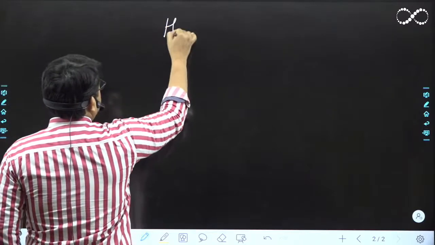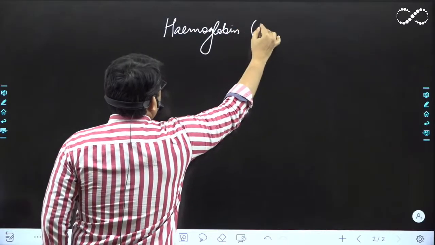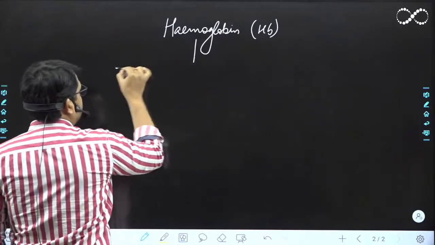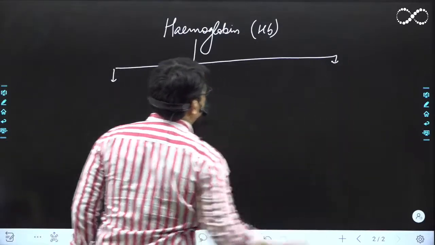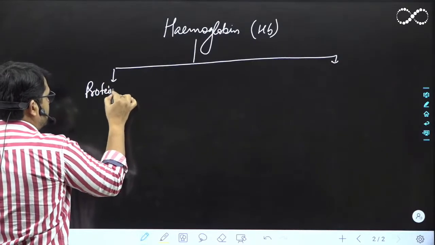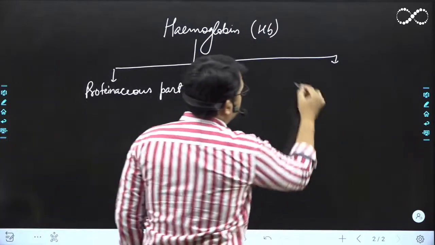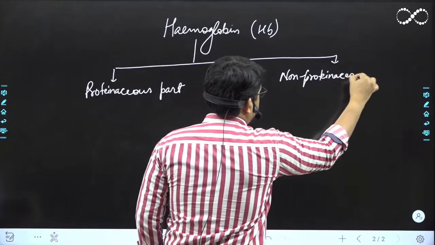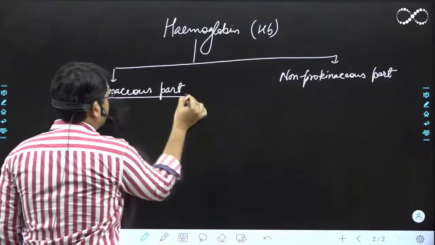Okay. Now since we are talking about RBC, let's also talk about hemoglobin. See, hemoglobin. Short में हम लोग इसको क्या लिखते हैं? HB, right? If we are looking at hemoglobin, it is a large protein which is composed of two parts. One called the proteinaceous part, and second is non-proteinaceous. Okay, what is the proteinaceous part and non-proteinaceous part?